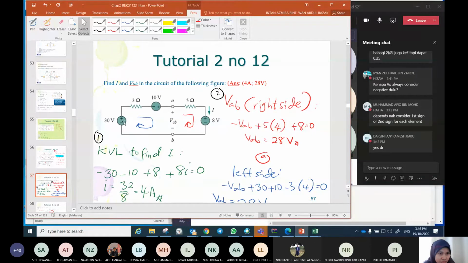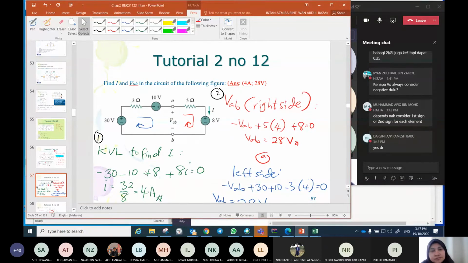So let's start with this voltage source. I start with the first sign, so minus 30 plus, I just add 5 and 3 to become 8, so 8I here. And then how about the other voltage source? Just now we start with the first sign, right? So minus 10 and plus 8 equal to 0.